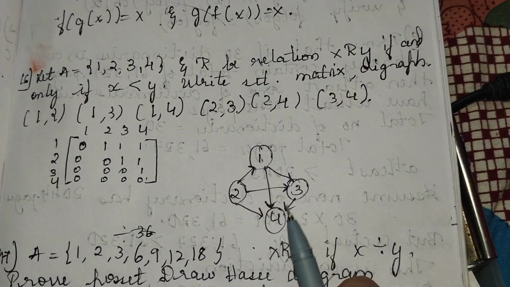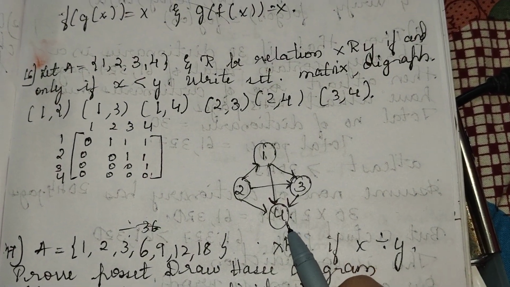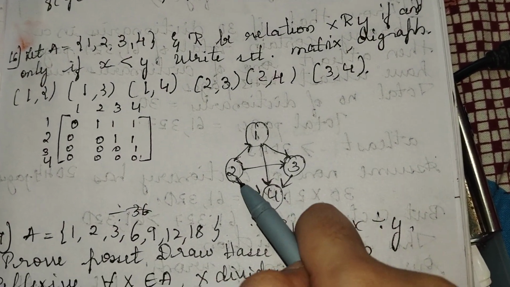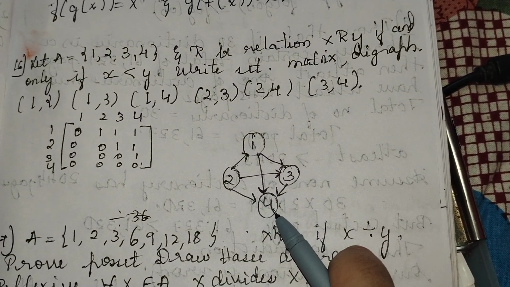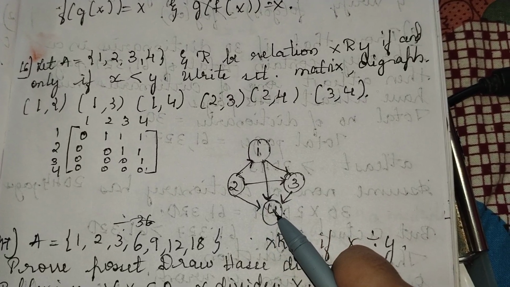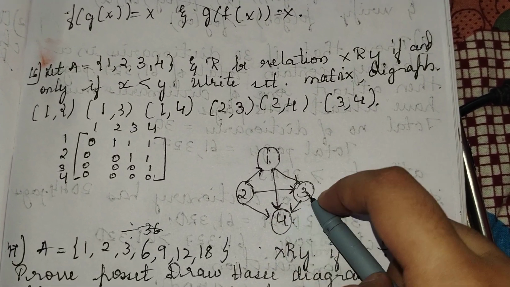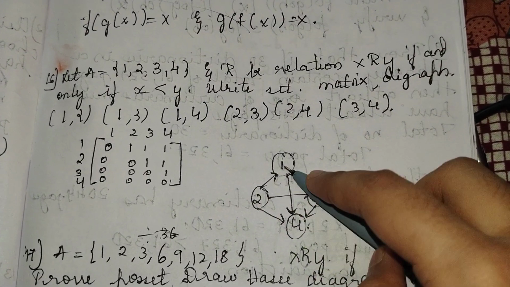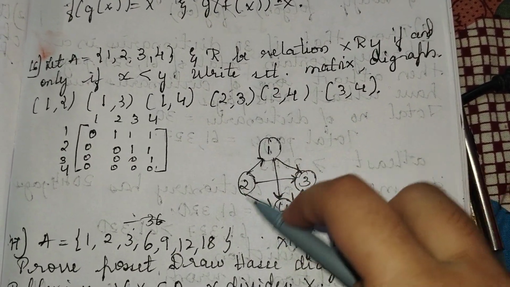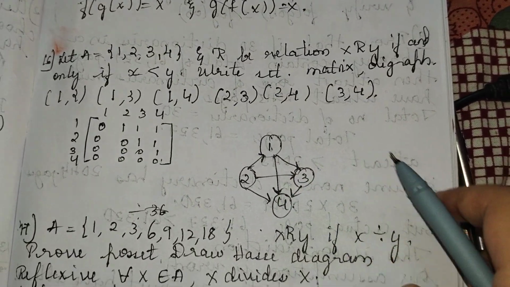Now I'll consider an example. I want to find the in degree of 4. So how many arrows are coming inwards? 1, 2, 3. So the in degree of 4 is 3. Suppose you want to find the out degree, you have to tell how many arrows are going outside. Is anything going outside from 4? Any arrows going outside? No, right? So it will be 0.